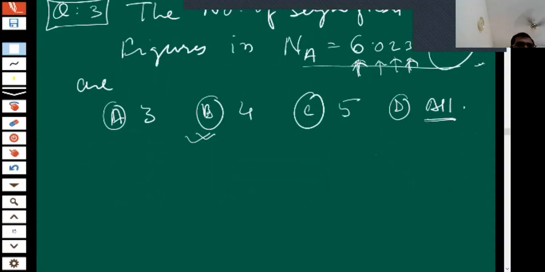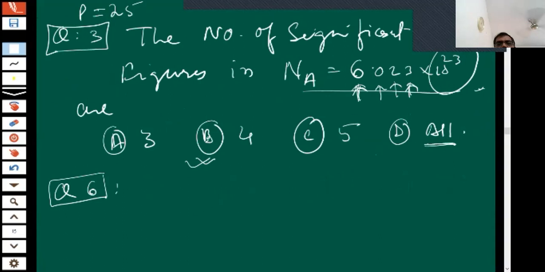One more question is there, question number 6. I am giving selective questions which are fully based on significant figures only.